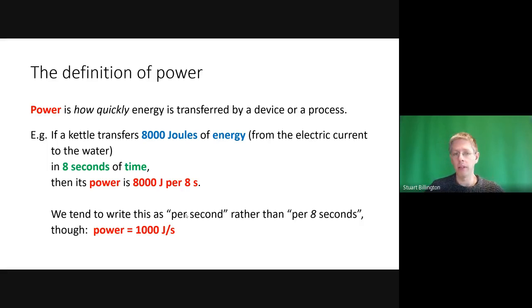So if you're making notes, the thing that you need to write down is that power is how quickly energy is transferred. Power is how quickly energy is transferred.